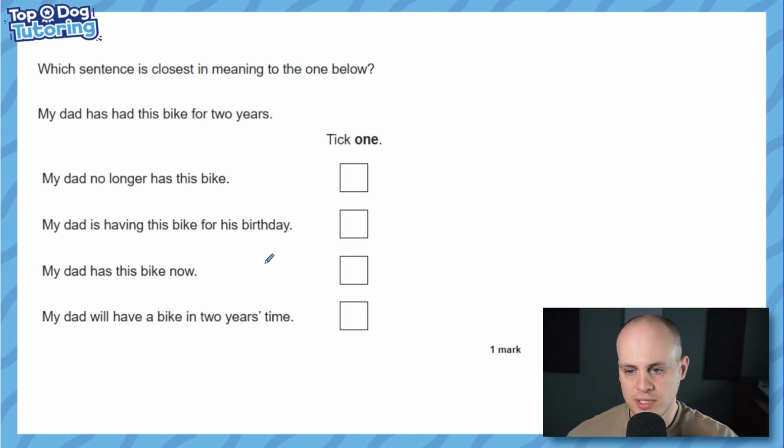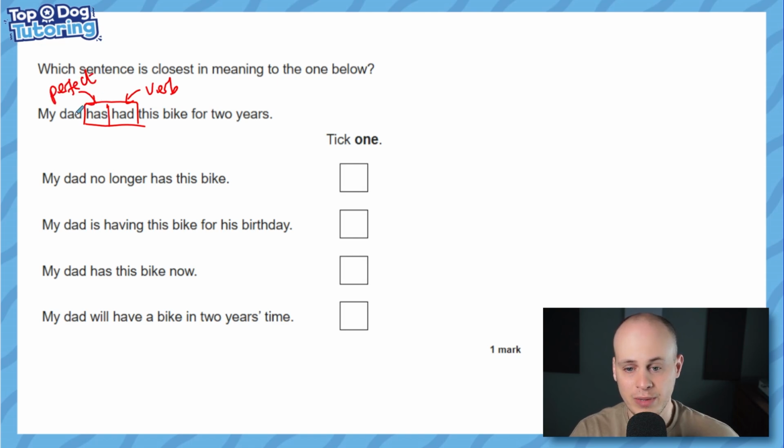Which sentence is closest in meaning to the one below? My dad has had this bike for 2 years. Now, this is a really sneaky question because it doesn't say what tense we are in, but it does require you to understand that we are working in the perfect tense, right? This is a very confusing one because it uses had as the main verb, and then it uses has as the bit before it to determine that it's in the perfect tense.